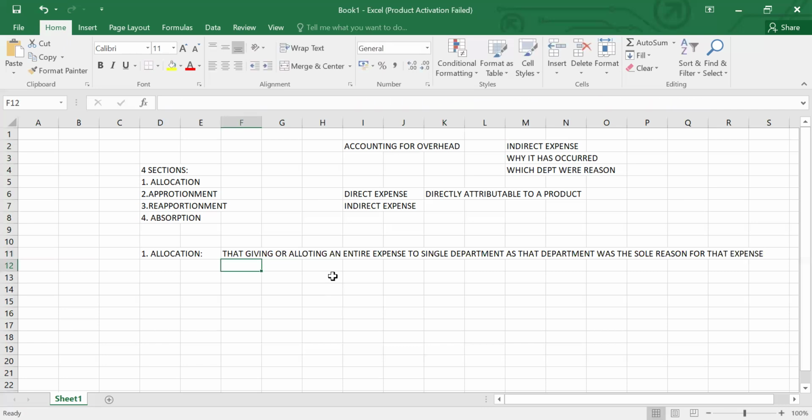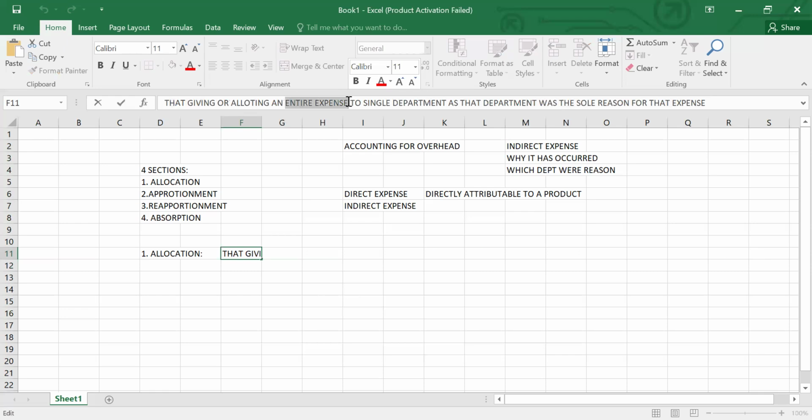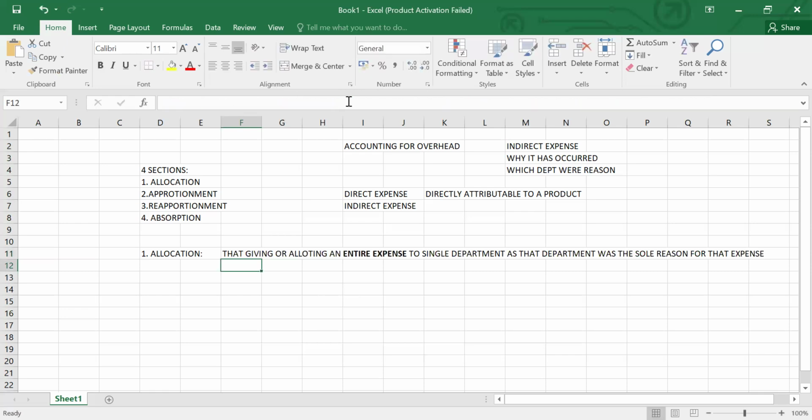Now, if we read the definition again, it says that allocation is the process of giving or allotting an entire expense. The very first thing you need to highlight here is this: in allocation, you deal with an entire expense. You do not distribute it, but you pick out an entire expense and give it to a single department. And why are you giving an entire expense to a single department? Because that department was the reason for incurring that expense.